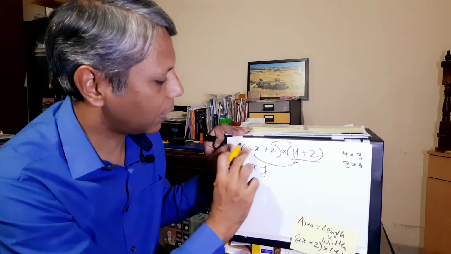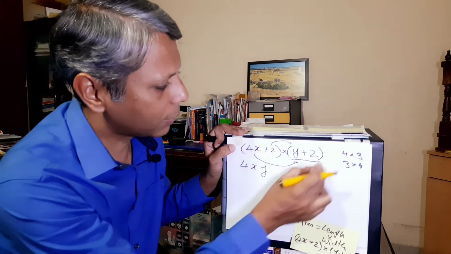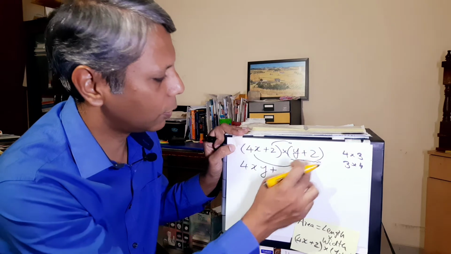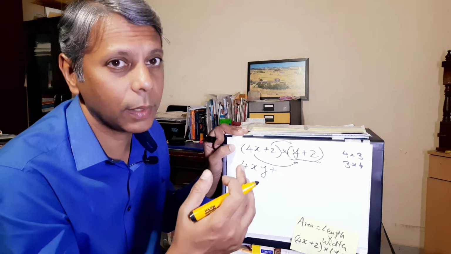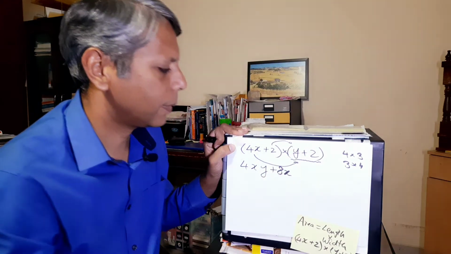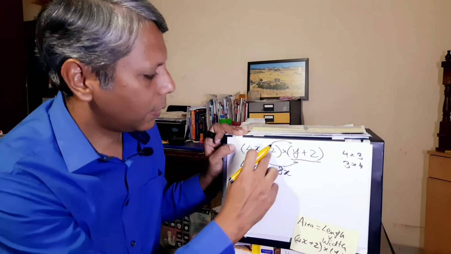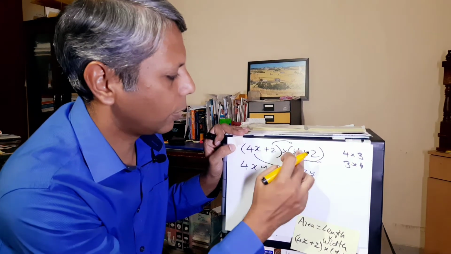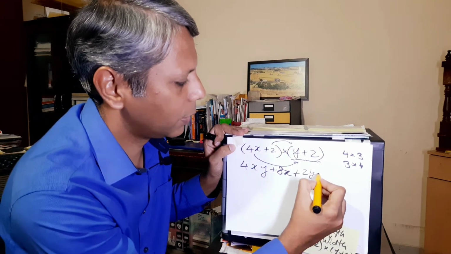And 4xy, and then 4x into 2, but that's added. So plus 4x into 2, that is 2 times 4x is simply 8 times x. So 8x. And then plus 2 into y, 2y, plus 2 into 2, which is plus 4.